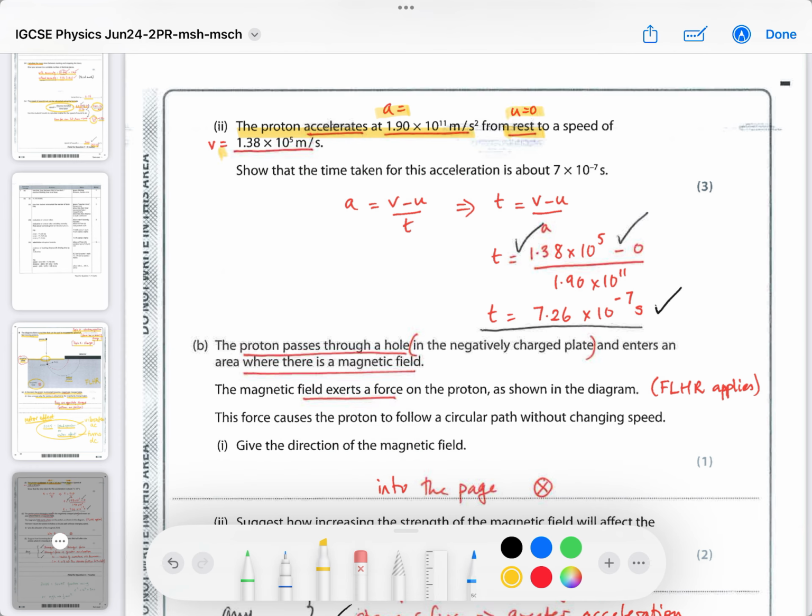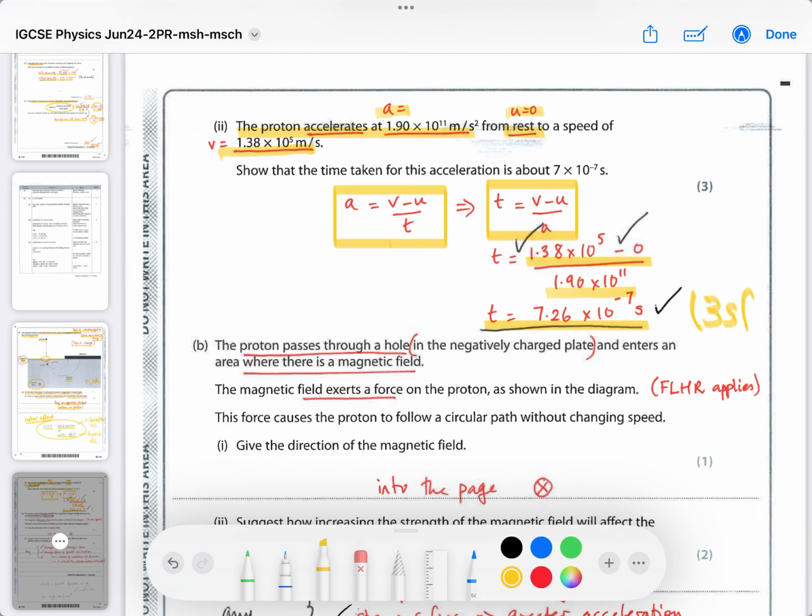Then it says the proton accelerates and gives you the acceleration from rest, so you know u is 0, to a final velocity which is quite fast. So they want you to work out the time taken. Well, we know the acceleration is change of velocity over time taken. If you change the algebra, you should be able to notice that t will equal the change of velocity divided by the acceleration. Since the initial velocity was 0, it's the final velocity divided by the acceleration given. That gives you a small time of less than a microsecond. 7.26 times 10 to the minus 6 seconds.